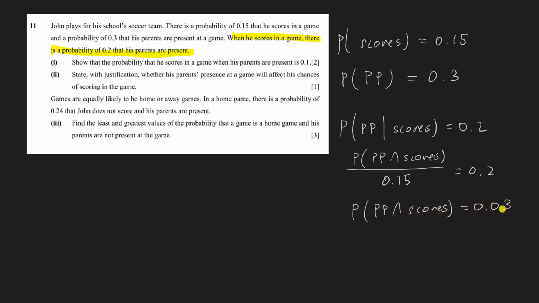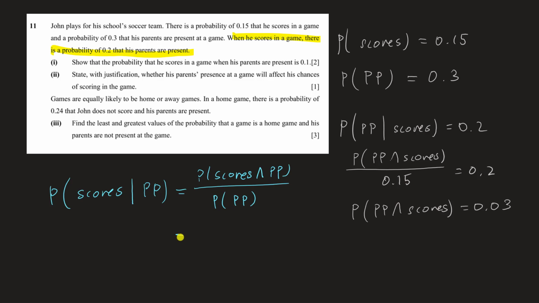0.03. Now show that the probability that he scores in a game given that his parents are present is 0.1. So go and find out what this is. This is P(scores and parents present) divided by the probability that parents are present. So this is actually just this. You can flip this too, it doesn't matter, because scores intersect parents present and parents present intersect scores is the same thing. So I'll put 0.03 over 0.3. Press calculator, 0.1. Shown. We're done with the first part.